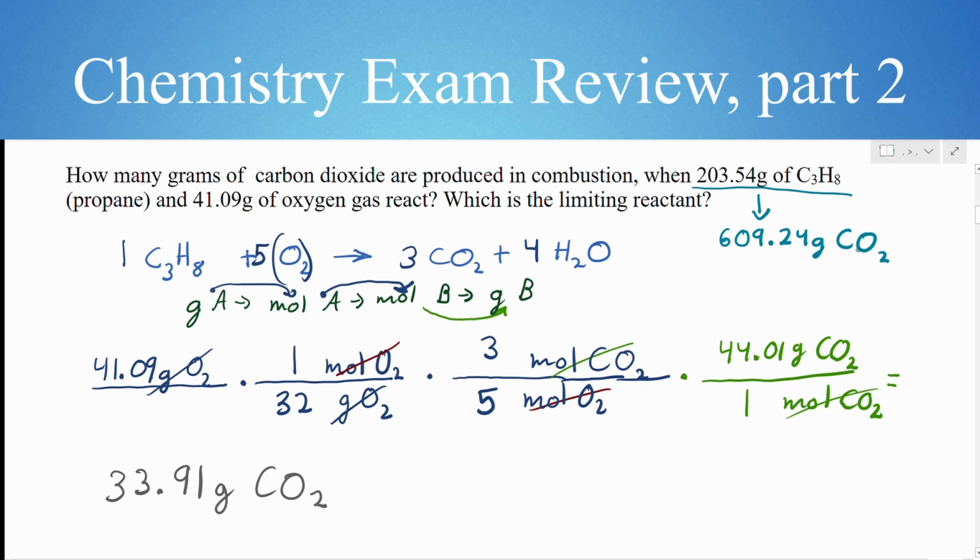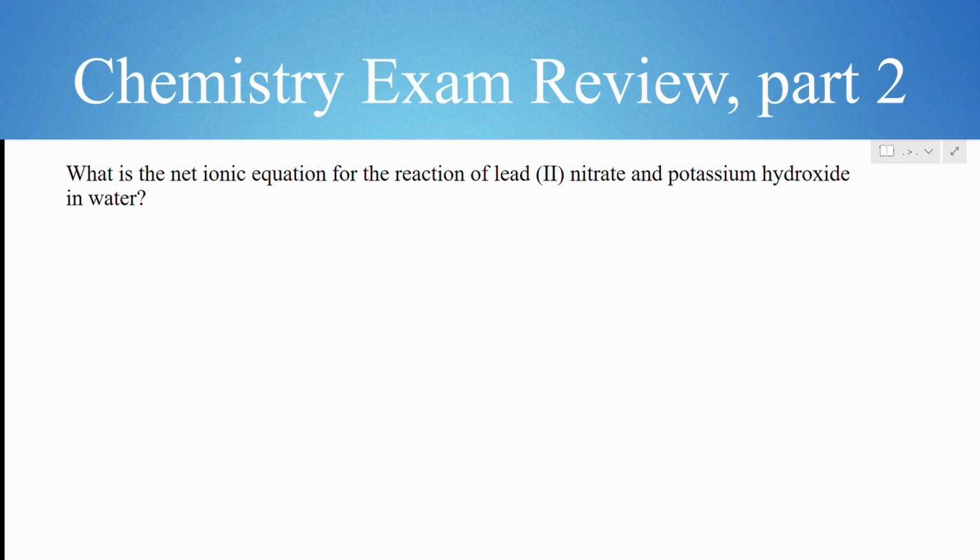Now we see here that I can make less carbon dioxide given this number of grams of oxygen gas, which means that oxygen gas will be the limiting reactant for this question. What is the net ionic equation for the reaction of lead(II) nitrate and potassium hydroxide in water?